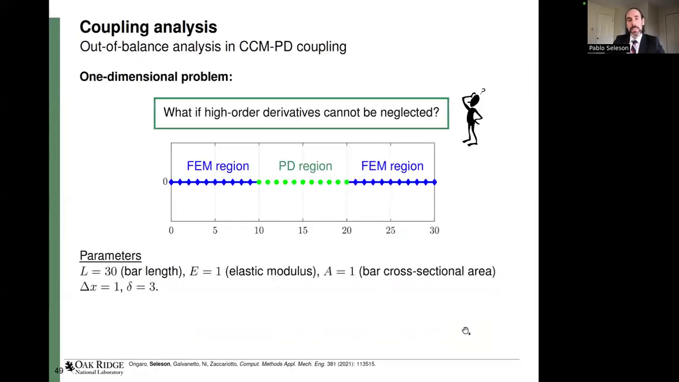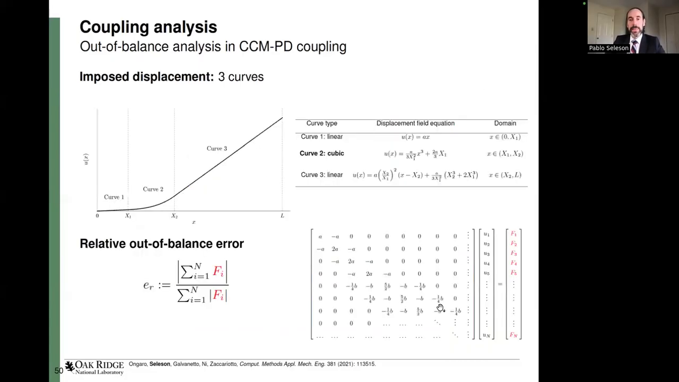Now, the question is, going back to the one-dimensional problem, what if these high-order derivatives that give us the overall equilibrium errors, what if we cannot neglect them? To explore that, let's look into a one-dimensional case where the peridynamic region is surrounded by two finite element regions. This describes a one-dimensional bar. And then we are going to impose a particular deformation on the nodes. This is the system I anticipate that we're going to look at again. And we're going to compute the forces for a given displacement field.